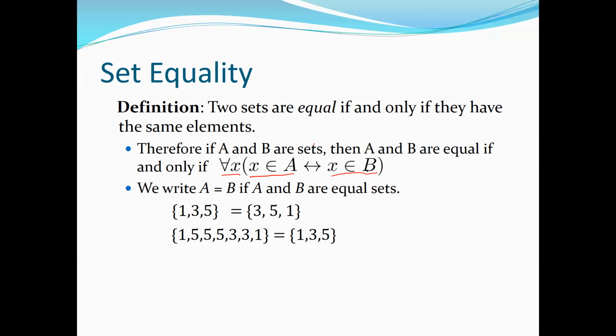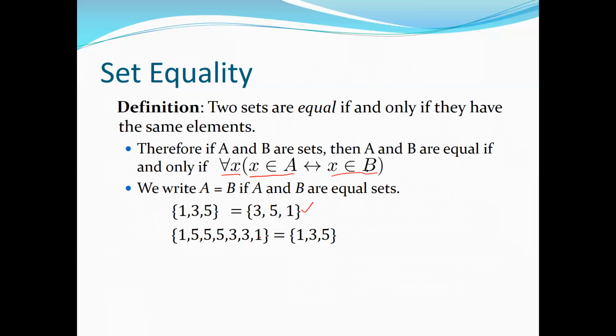This means if A and B are two sets, then A and B are equal if and only if for all x, x is a member of A is bidirectional with x is a member of B. We write A = B if A and B are equal sets. So simply if both are equal, we can use A = B. Here are some examples. There is one set {1, 3, 5} and another set {3, 5, 1}. These two are equal. Order does not matter, but the members are the same.